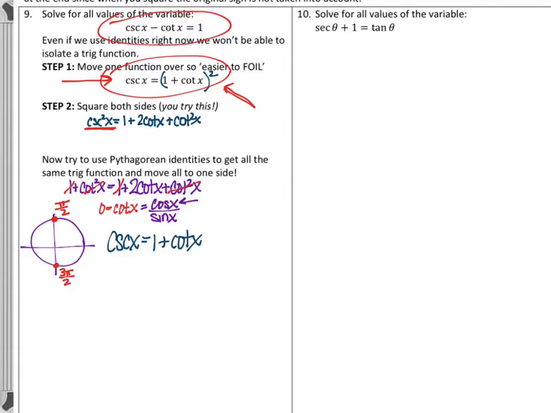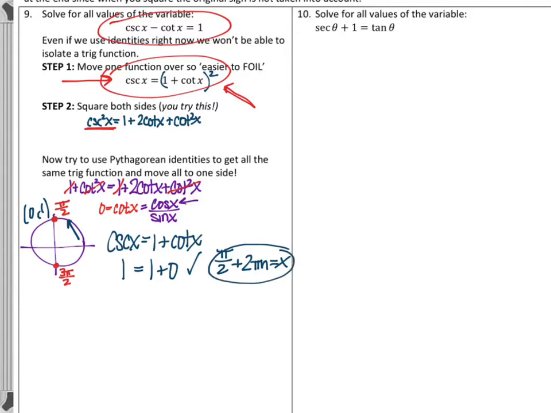So cosecant of pi over 2, let me put my coordinate up here, that'll help me out. It's going to be 1. And then cotangent of pi over 2 we figured out was just 0. So pi over 2 works, that's good, along with all of its coterminal angles. So that's definitely going to be one solution.